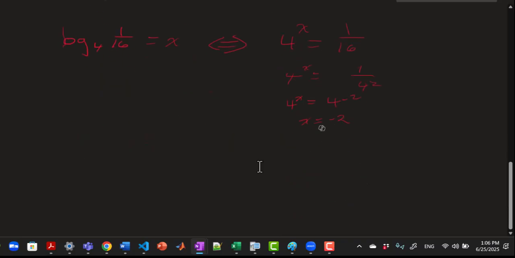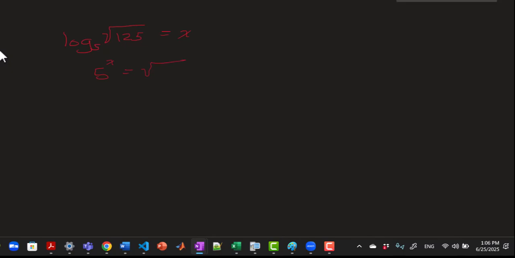Let's say that I had the log base 5 of the square root of 125. All right, so set that equal to x. That means 5 to the x is the square root of 125. Now you ask, can I write 125 as 5 to some power? And you'd say yes. If you're not sure, you can try it out on your calculator. 5 to the third is 125.